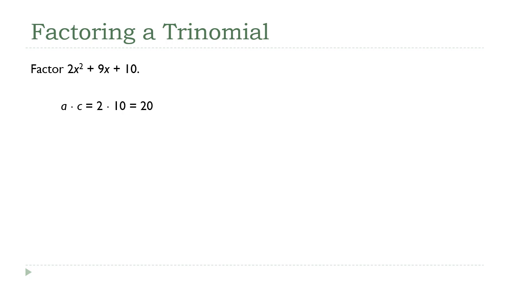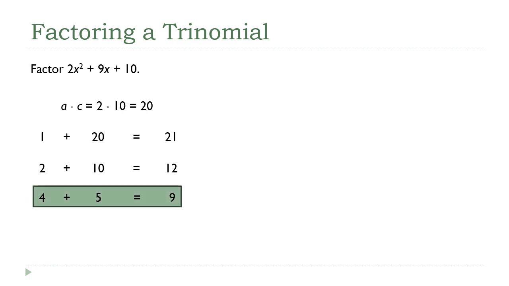So be methodical. I'm going to start at the beginning. 1 times 20 is 20. 1 plus 20 is 21, not 9. 2 times 10 is 20. 2 plus 10 is 12, still not 9. Okay, 3 doesn't go into 20, so I'm going to skip that one. 4 goes into 20. 4 times 5 is 20, and 4 plus 5 is 9. That's the pair that I was looking for because it adds up to the middle term's coefficient.